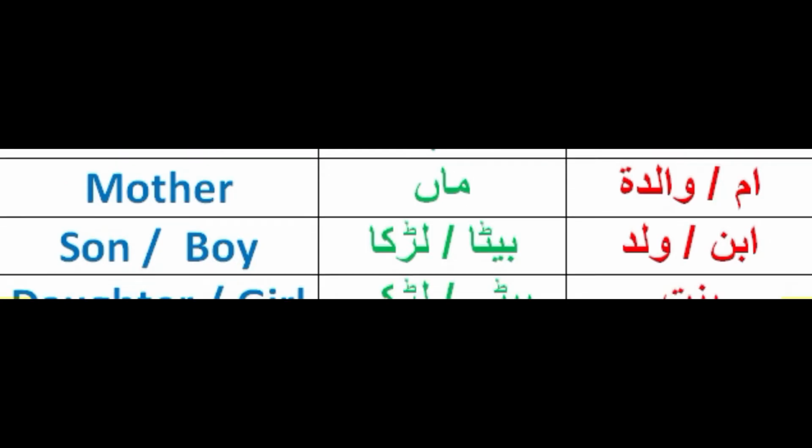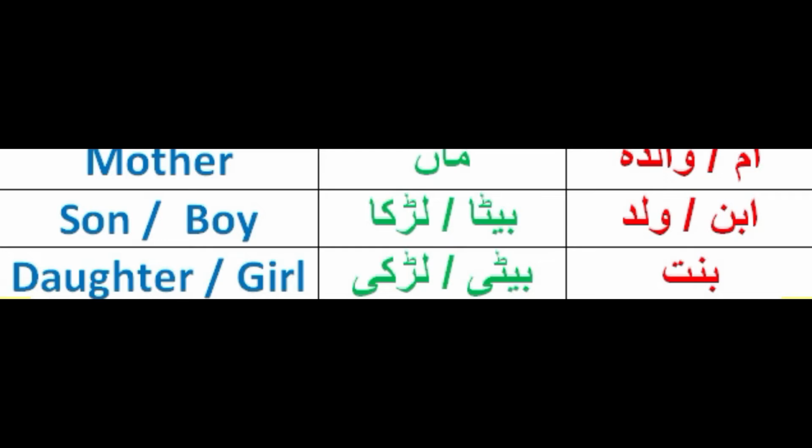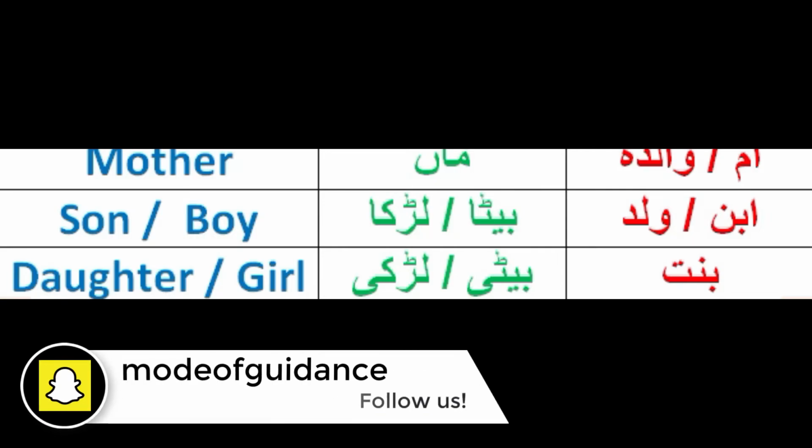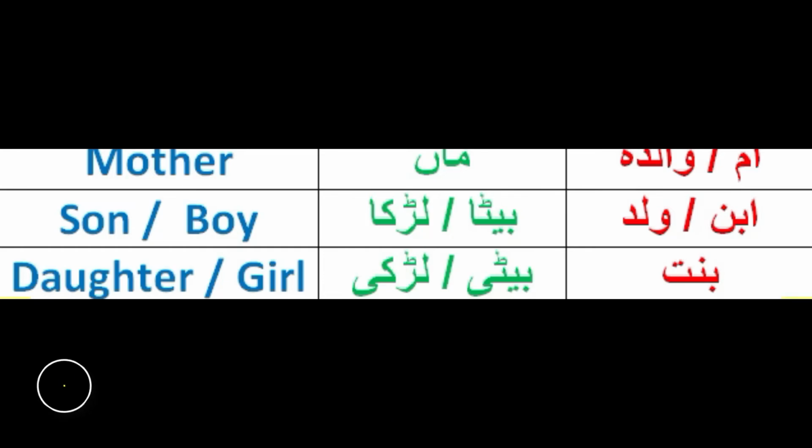The fourth one is daughter or girl. In Urdu you say beti or ladki, and in Arabic you say bintun. Bintun for daughter or a girl.